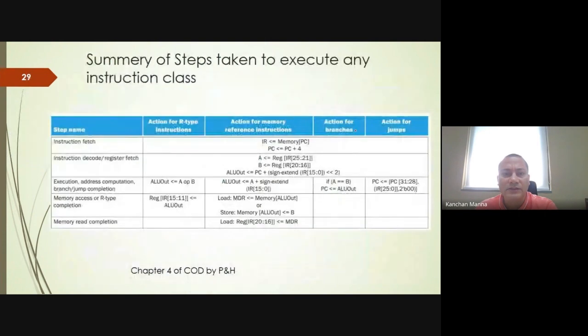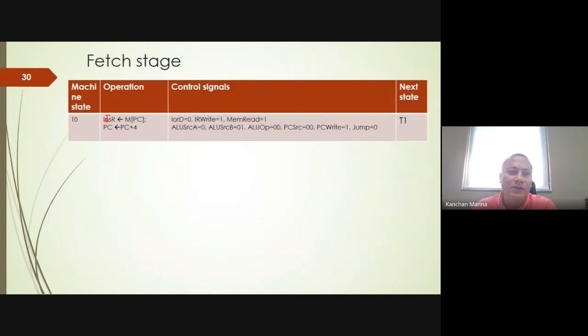So this thing we'll discuss in this table. You see here, currently we are in our controller in the T0 state. It is activating the IorD signal as 0, that we just saw. IR write as 1, memory read is 1, ALU SRC A is 0, ALU SRC B is 0, 1, ALU op, sorry, would be 0, 0. PC source is 0, 0, PC write is 1, jump is 0. And then you can see we are saying go to the step T1.